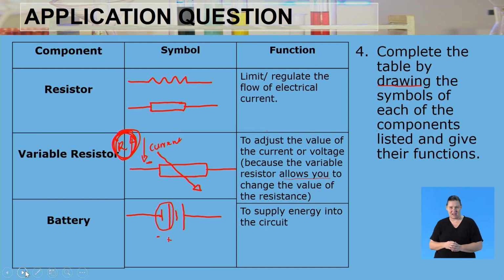So the function of the battery, as it is written there, is to supply energy into the circuit. Remember, a battery supplies energy in the form of potential energy to the electrons. Once those electrons receive that energy from the battery, they will start moving in one direction. Because the electrons are going to be moving from one terminal to the next, they will now have both the potential energy and the kinetic energy as they are moving through the circuit.